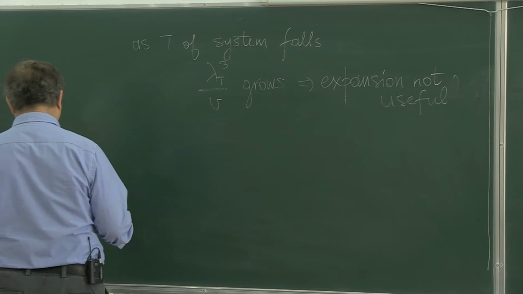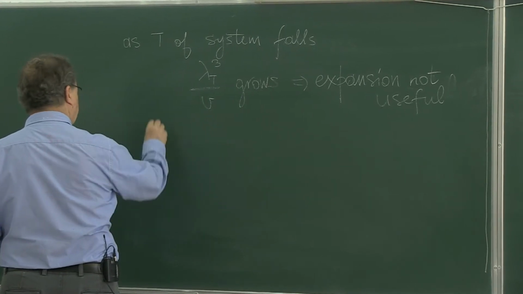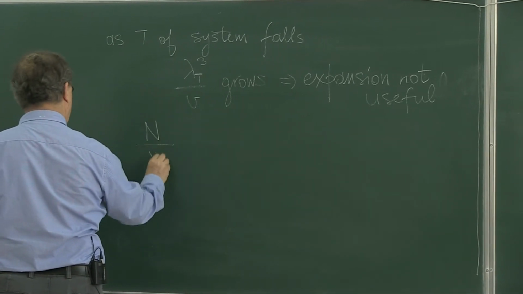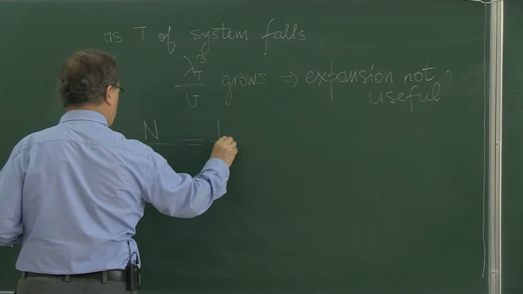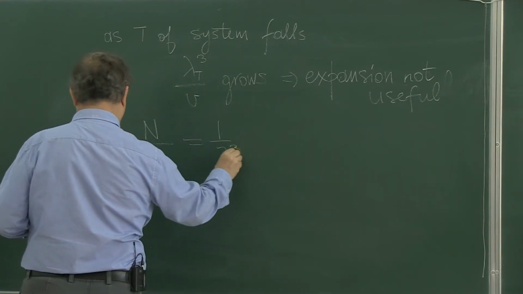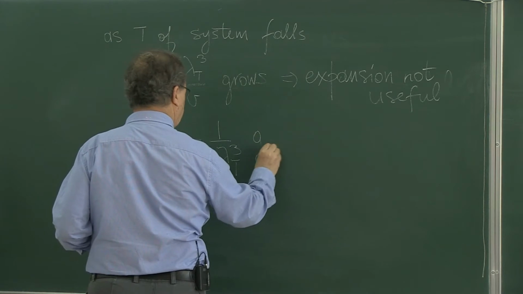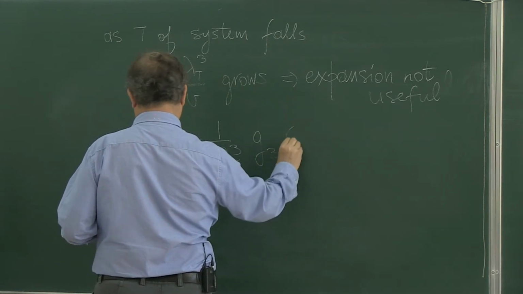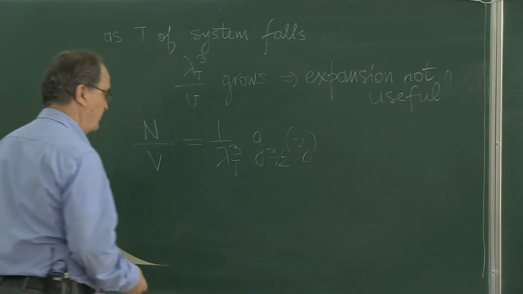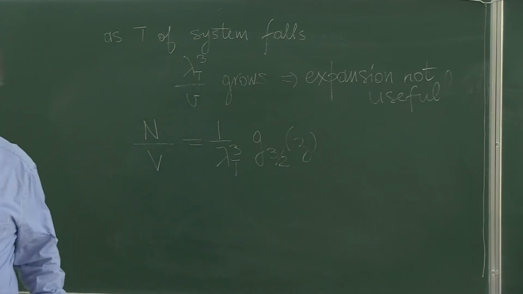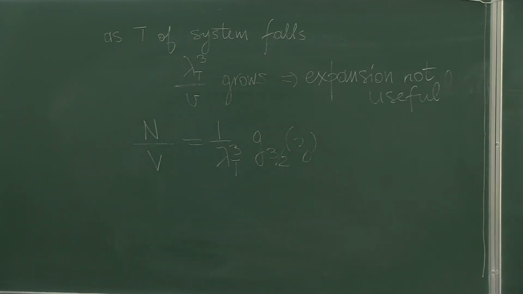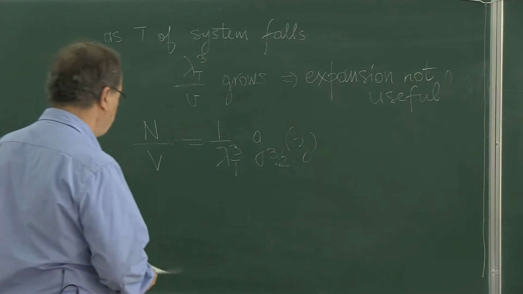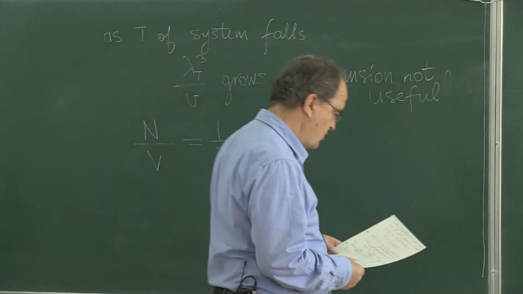For example, the actual expression, n over V is 1 over lambda T cube, g, the Bose-Einstein function of z. We have to use this expression. We shouldn't try to expand it in terms of a small quantity.